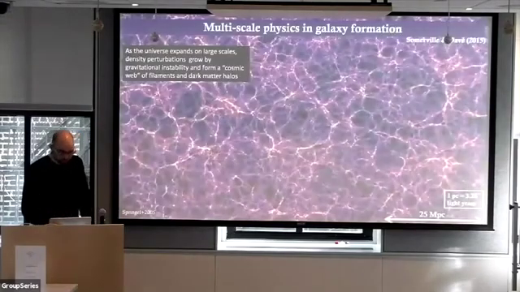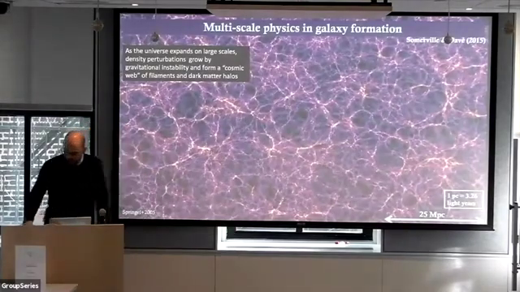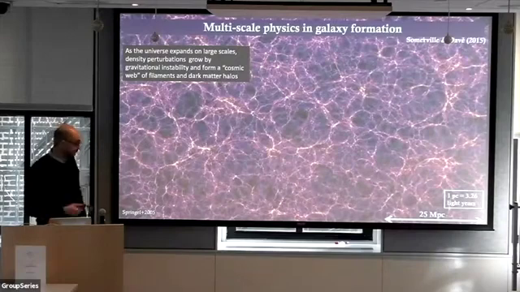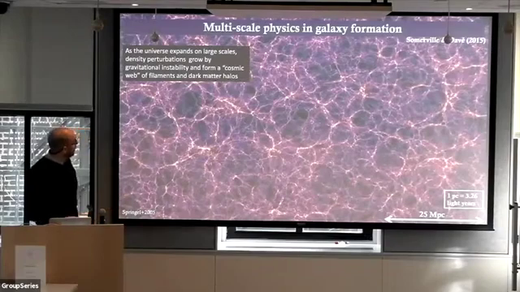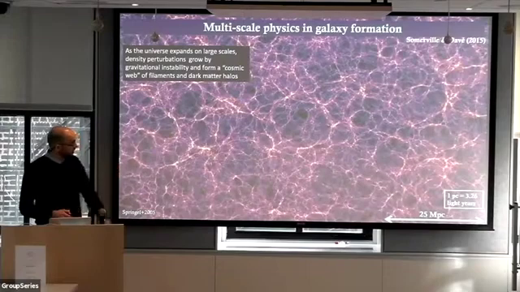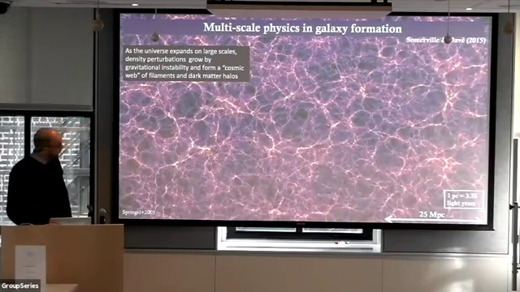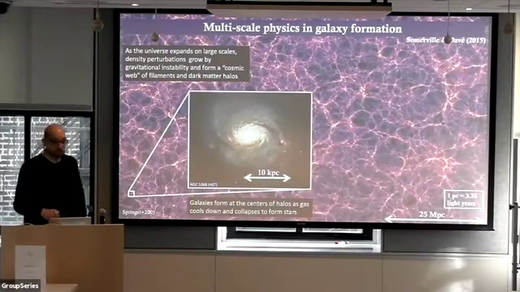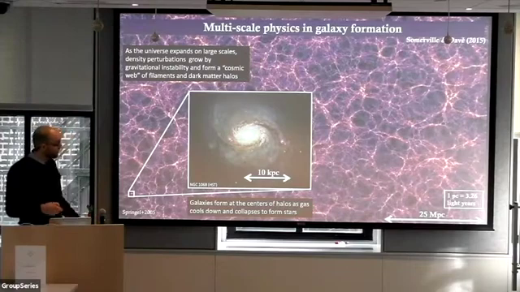So I would like to start by emphasizing the multi-scale nature of galaxy evolution. On large scales, of course, the universe is expanding, while density perturbations grow by gravitational instability to form this cosmic web of filaments and dark matter halos that you can see here in dark matter density projection from the Millennium simulation. Now, galaxies form at the density peaks at the centers of dark matter halos, which is where gas can cool down and condense to high enough densities to form stars.